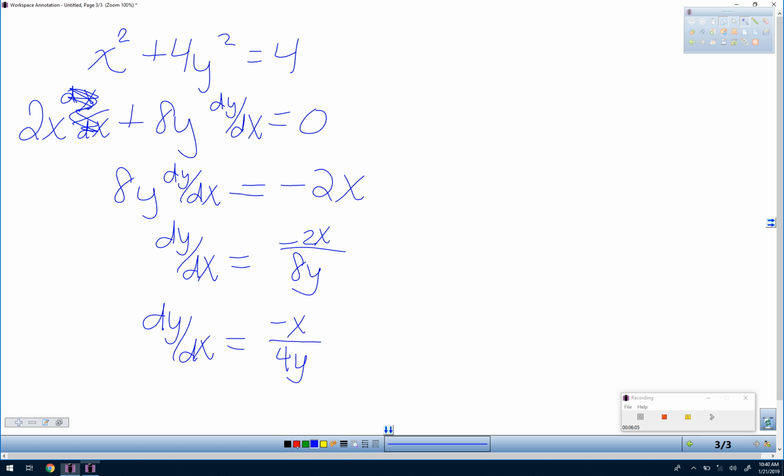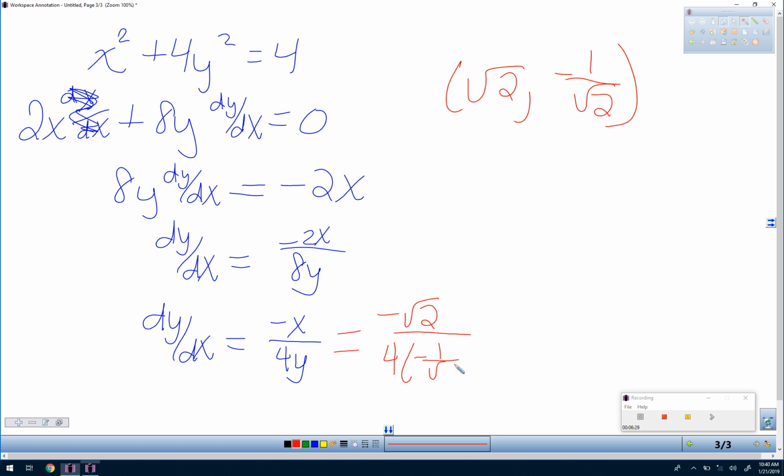All right, now, I want you to find the slope at the point radical 2, negative 1 over radical 2. Now here is where I'm going to have to use my derivative and plug in those values. So I'd get for x, radical 2, and for the first time, we actually are going to plug in a value for y, which would be negative 1 over radical 2. So that gives me negative radical 2 over negative 4 over radical 2.